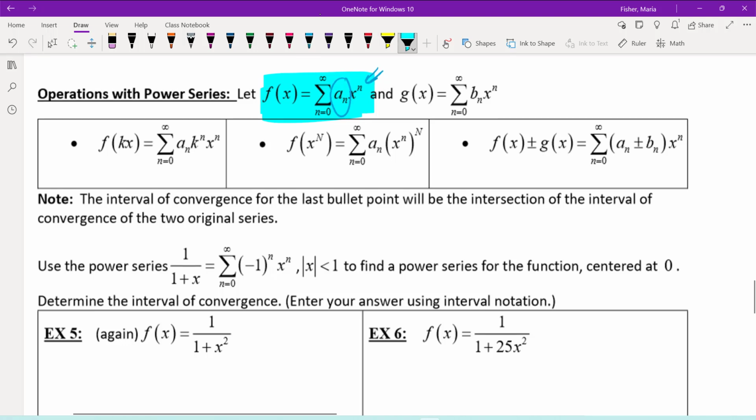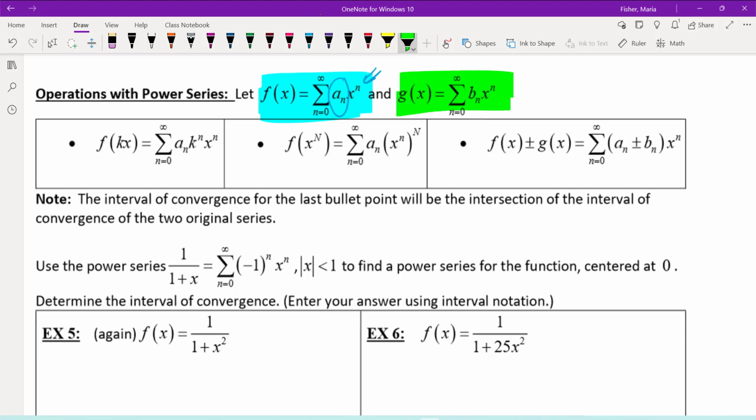And then g of x is equal to the sum from n equals 0 to infinity of b sub n times x to the n. And in this one, b sub n again is your formula, and again it's a power series, so that's why you have an x to the n. So you have three different things here.